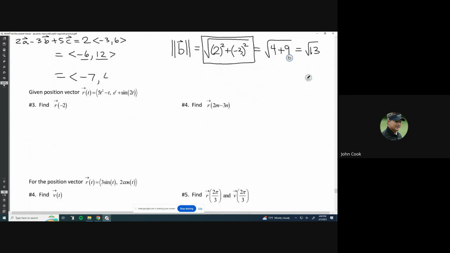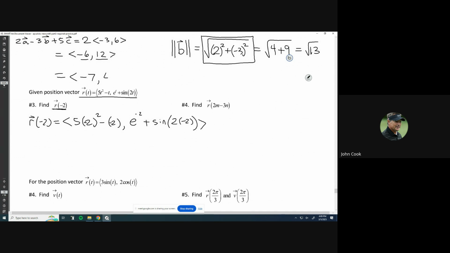For 3, we are given some vector valued function. And this just says, hey, plug in negative 2. So you just do that. Plug in negative 2 for r of negative 2. You get 5 times negative 2 squared minus 2. Oops, wait, that should be a negative 2. I'm sorry about that. There we go. Negative 2. And then e to the negative second. And then the sine of 2 times negative 2.